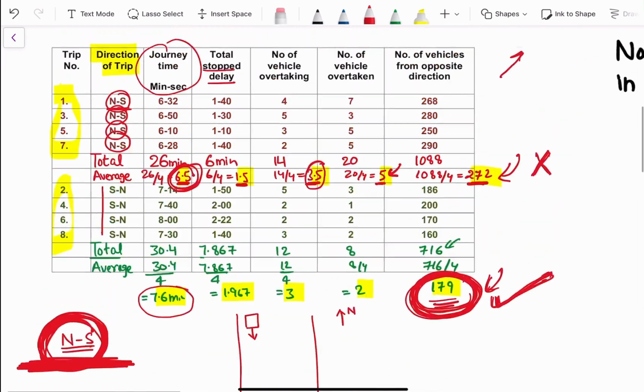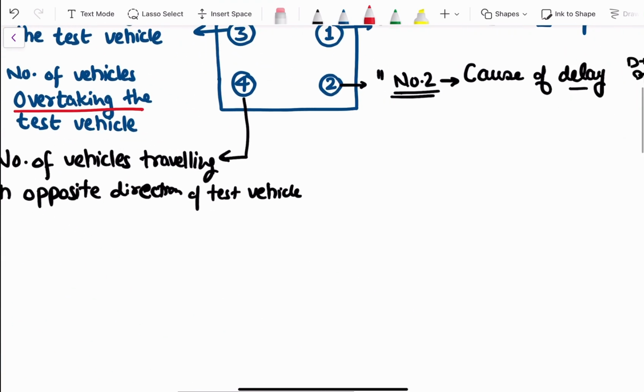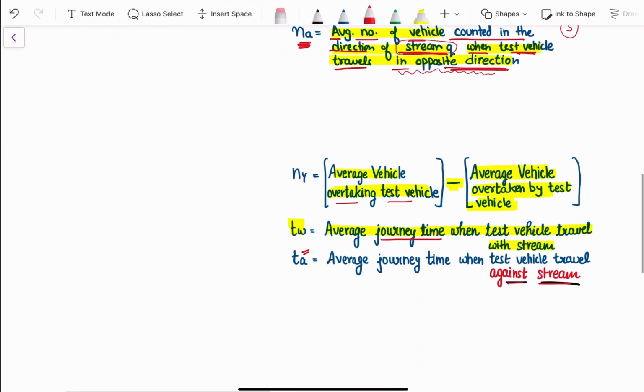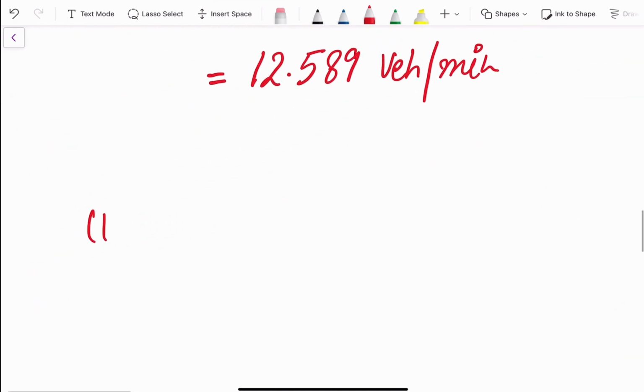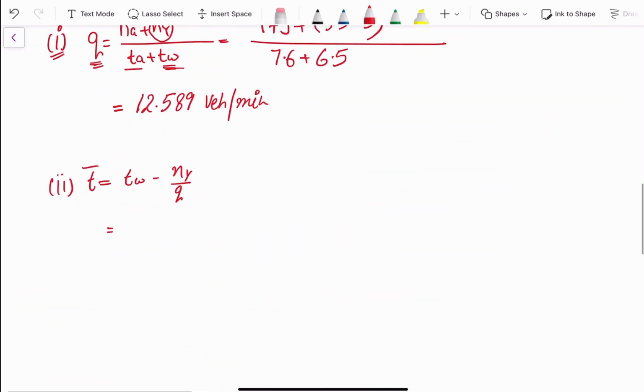Now let us find out the second part. The second part of the question is that we have to find out the average journey time. Again, we have discussed that the average journey time T bar is found using the formula TW minus NY by Q. TW is the average journey time when test vehicle travels with the stream. So T bar equals TW minus NY by Q. TW is the average time with the stream, so here again the average time is 6.5.